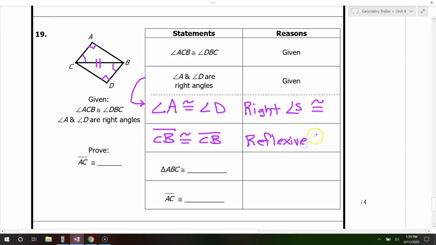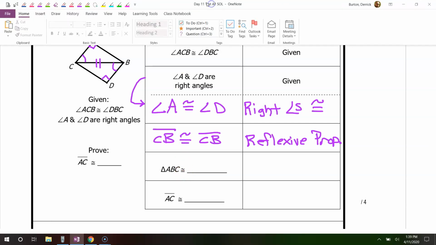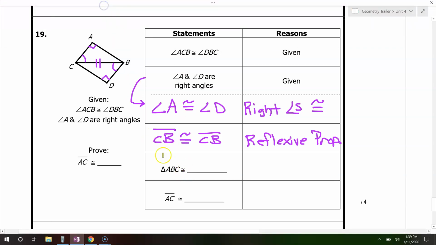All right, hopefully you were shouting out reflexive property. And hopefully you said reflexive, not reflective, which is a common mistake. Now it's time to say that the triangles are congruent. And this time we have to make the congruence statement ourselves.